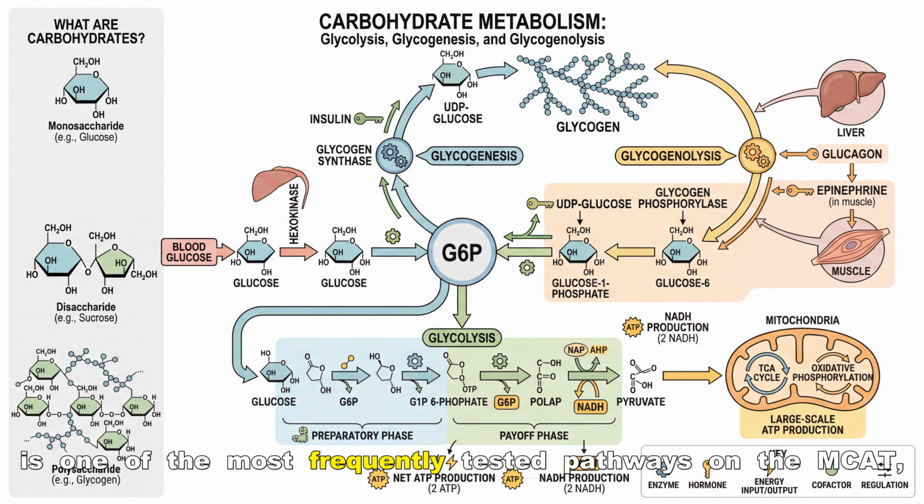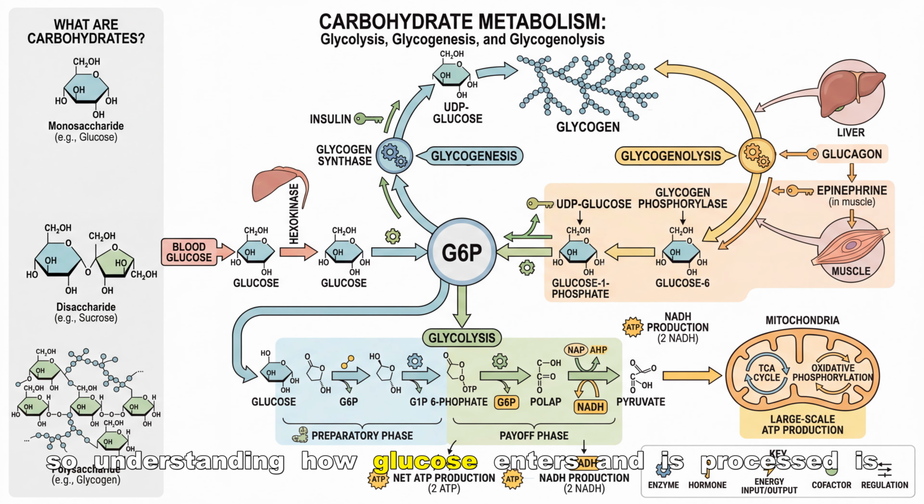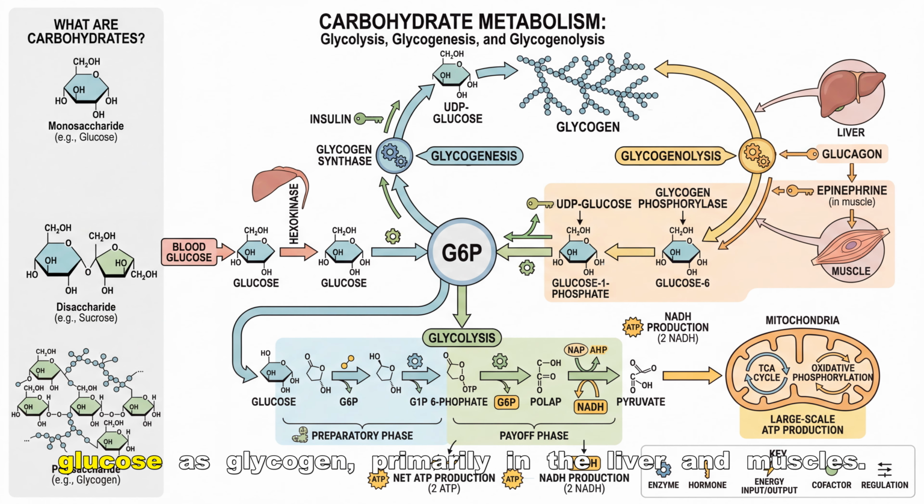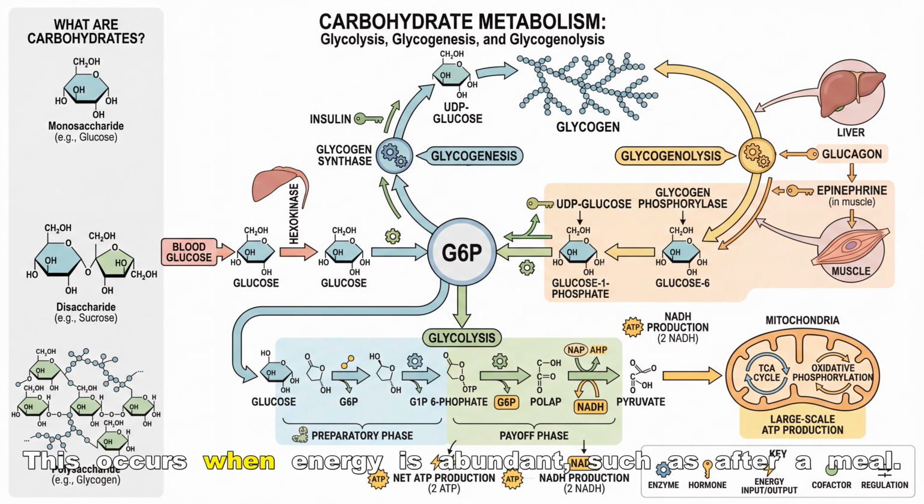Glycolysis is one of the most frequently tested pathways on the MCAT, so understanding how glucose enters and is processed is critical. Glycogenesis is the process of storing excess glucose as glycogen, primarily in the liver and muscles. This occurs when energy is abundant, such as after a meal.